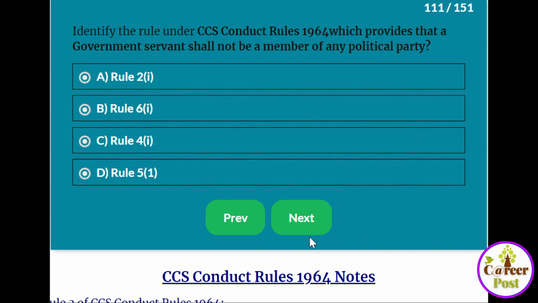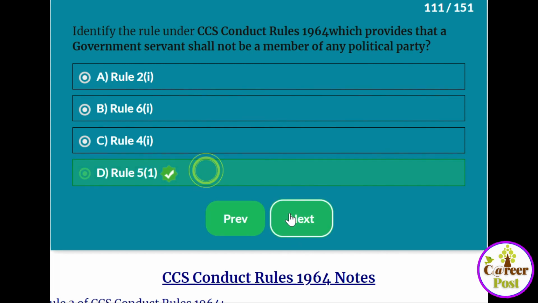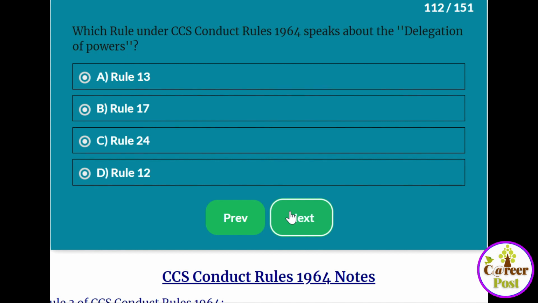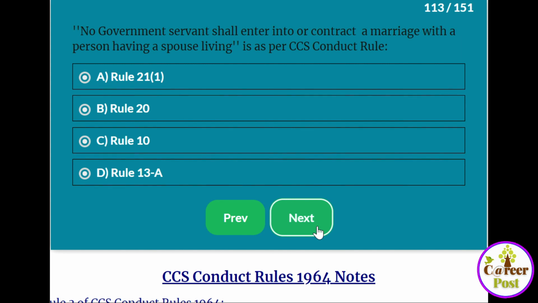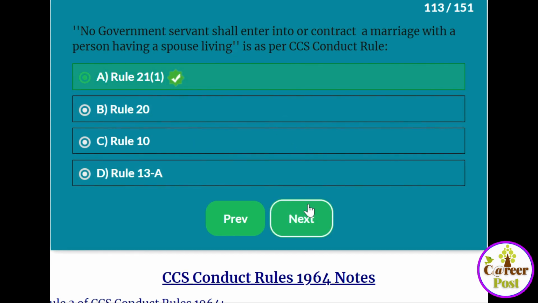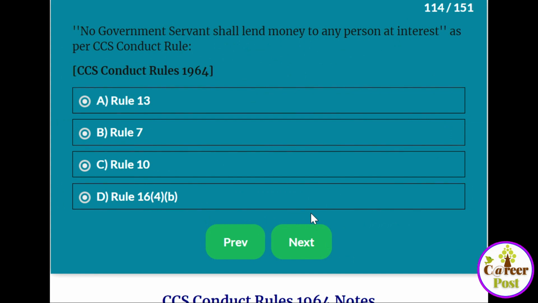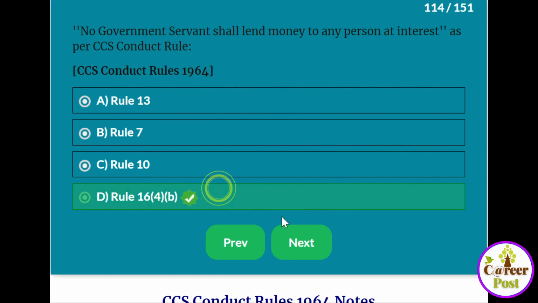Identify the rule under CCS Conduct Rules which provides that a government servant shall not be a member of political party. It is 5.1. Which rule under CCS Conduct Rules 1964 speaks about delegation of powers? It is Rule 24. No government servant shall enter into or contract a marriage with a person having spouse living is as per Conduct Rules 21.1. No government servant shall lend money to any person at interest as per Conduct Rules 16.4b.